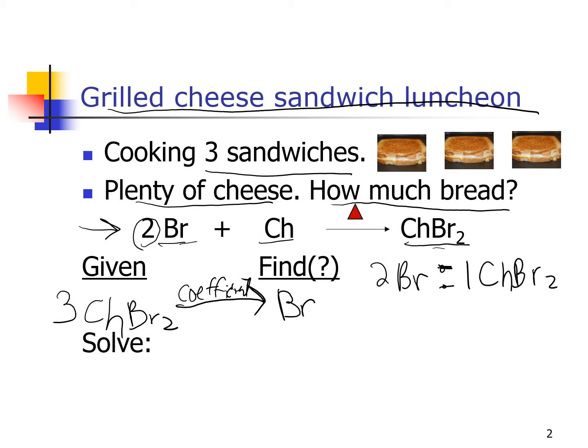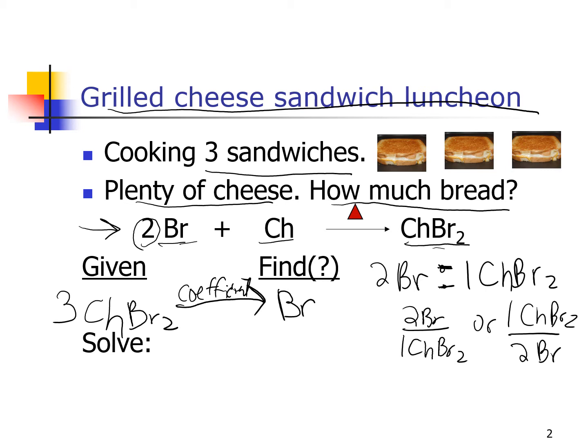If we have an equality, we can create a conversion factor by putting that in a fraction format. So we can say either 2 pieces of bread divided by 1 sandwich, CHBr2, or 1 CHBr2, which is my sandwich, over 2 pieces of bread, or 2 BRs. So let's go ahead and solve this problem.